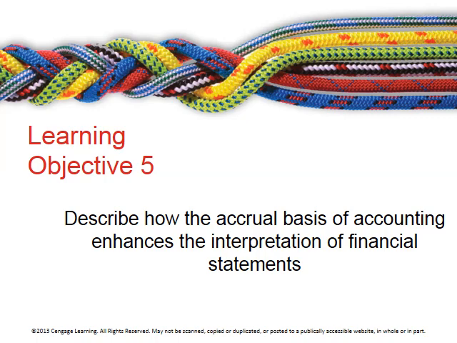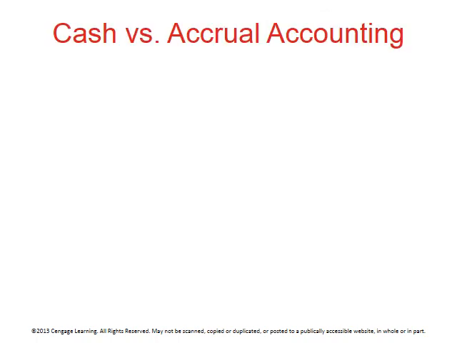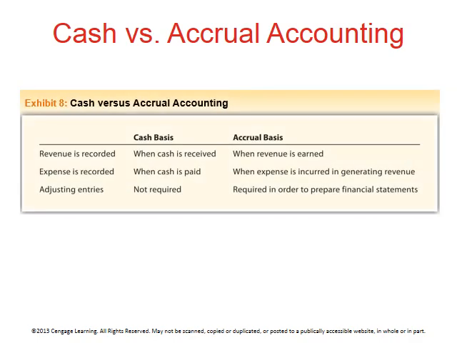So let's take a look at why we use the accrual basis of accounting. Let's look at cash versus accrual accounting. Let me first say that accrual accounting is the only method of accounting acceptable for GAAP. Cash basis is sometimes used, very rarely, for very small businesses, but in this course we will be focusing on the accrual basis of accounting.